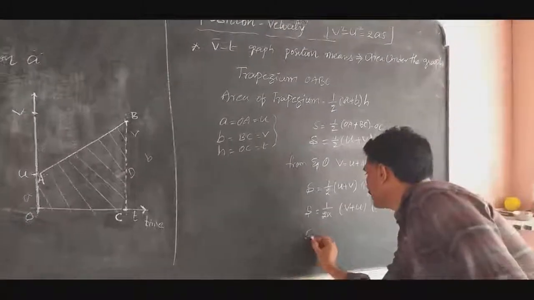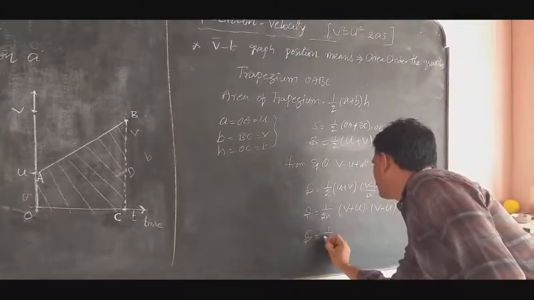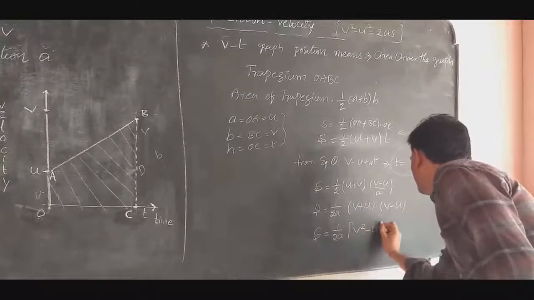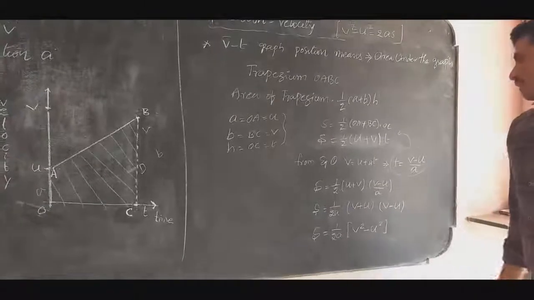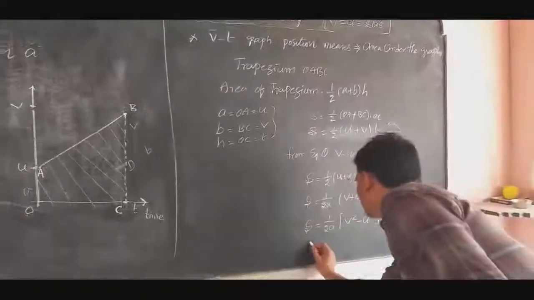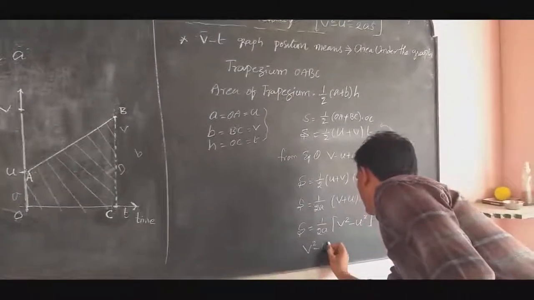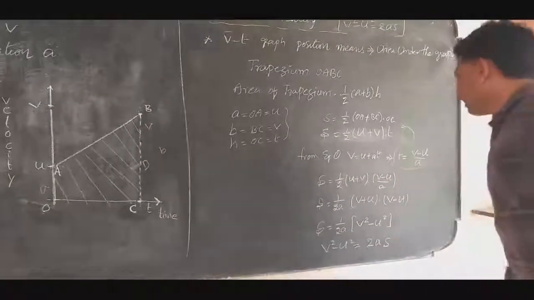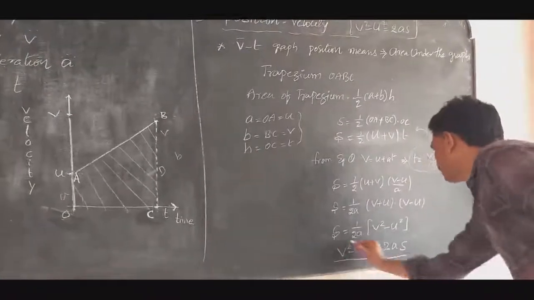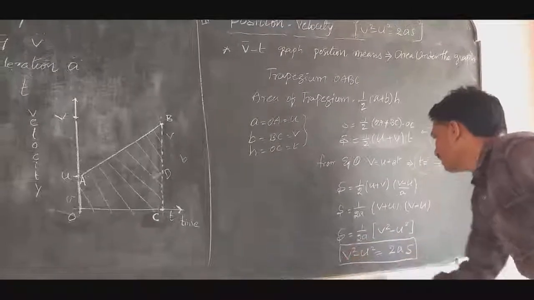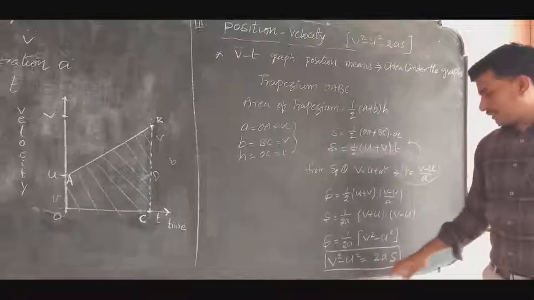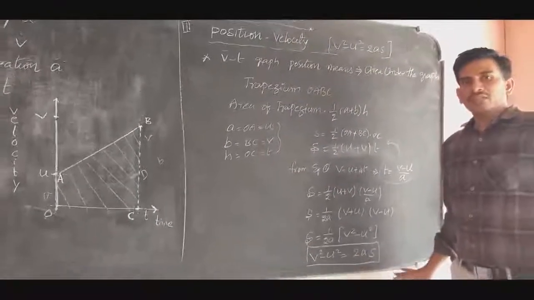So S is equal to 1 by 2A into V square minus U square. If you rearrange this, then you will get V square minus U square equals 2AS. So this V square minus U square is called the position velocity equation. There is no time factor here. So this is the third equation of motion.